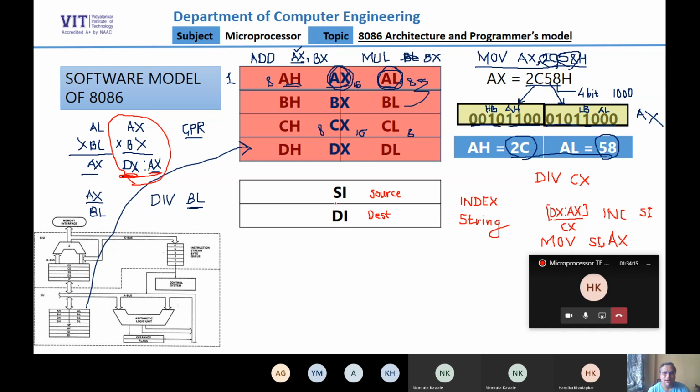So therefore the names SI and DI. SI is mainly used to index the character in a source string, whereas DI is normally used to index the character in the destination string, and they are used by default by string manipulation instructions. For example, there is a string manipulation instruction. Of course, in detail, we will learn string manipulation instructions later on. There is an instruction in the 8086 instruction set whose mnemonic is MOVSB. There is no space. MOVSB.